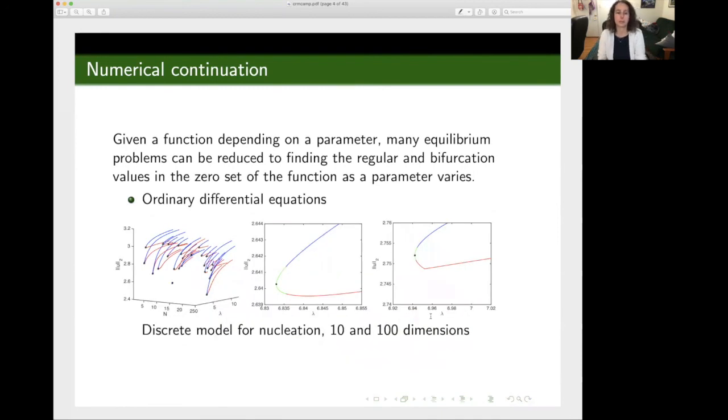In the context of ordinary differential equations, we have looked at a mapping in high dimensions for a discrete model for Allen-Cahn equations. So in this case, the picture I'm showing is for 10 dimensions, but we can also do a 100-dimensional system. And this is just showing that this is a series of saddle node bifurcations where we're verifying both the bifurcation and the branch.